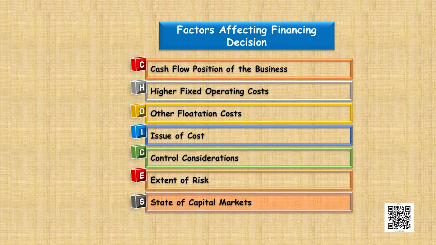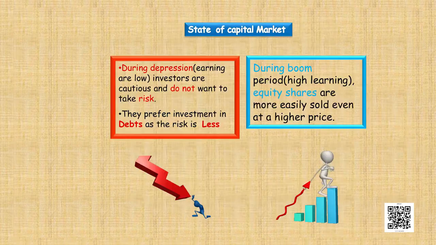Then we have the state of capital market. During depression, people are not willing to invest in the share market, and hence they do not want to buy the stocks or shares of the companies. The stock prices actually go down, and hence people prefer to invest in debt, because the risk involved in debt is actually less, since a fixed payment is received on debt. Similarly, during boom, people are willing to invest in equity shares of the companies even at higher prices. So the company must choose to issue equity shares at the time of boom.